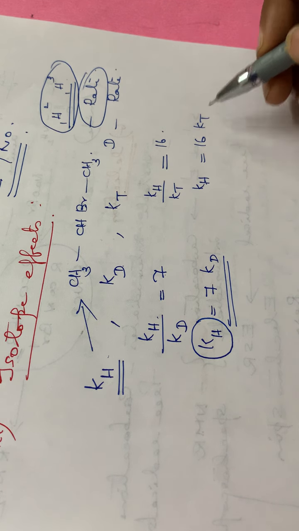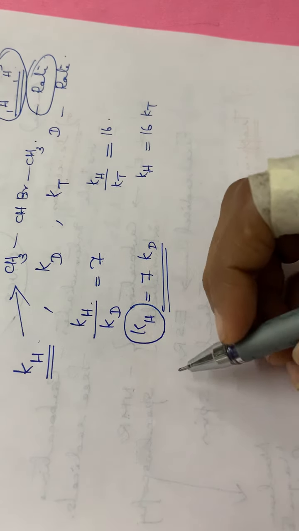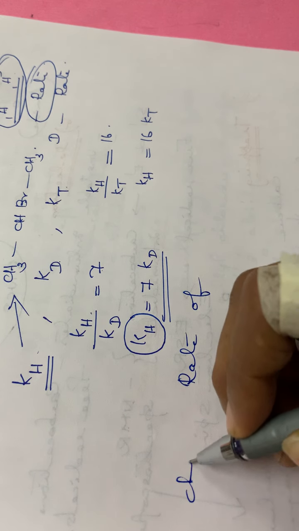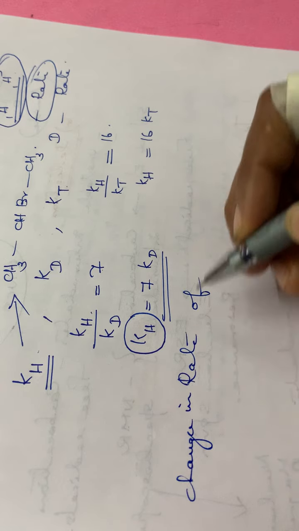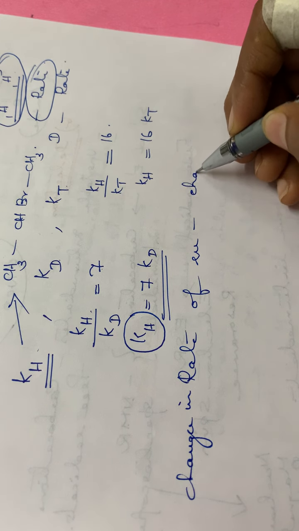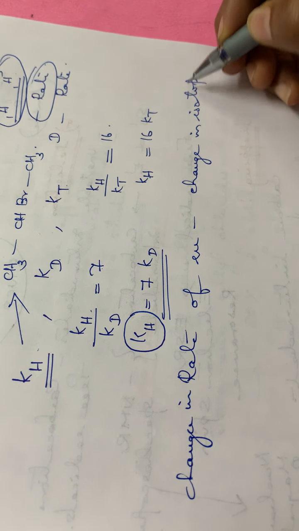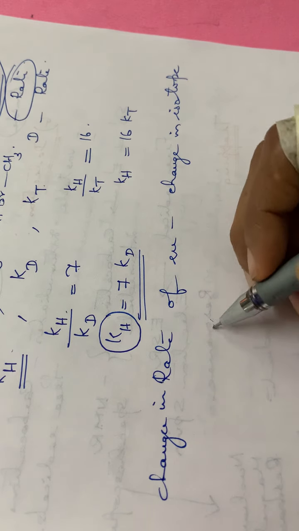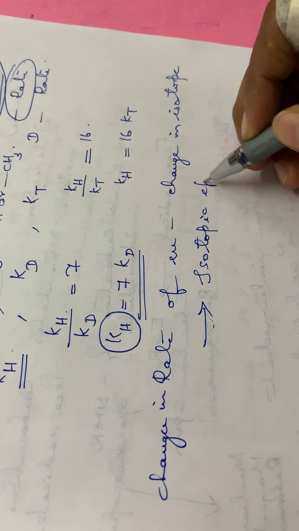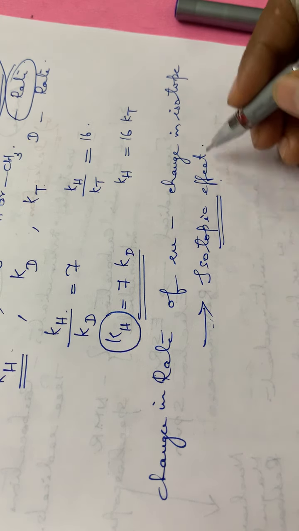The change in the rate of the reaction caused by the change in the isotope is called the isotopic effect. Okay, so this is very important, isotopic effect.